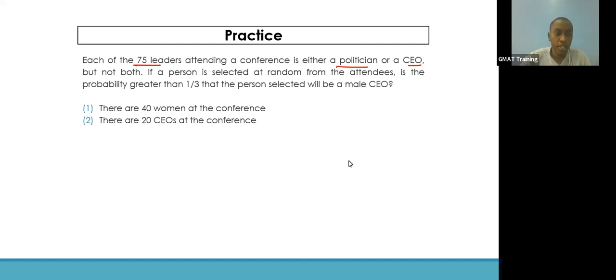So the answer choices are A, B, C, D, E. They're always the same. A means the first statement is sufficient, but the second one is not, also denoted as 1210. You can use that to help you master the answer choices. B says statement 2 is sufficient, but 1 is not sufficient. These are independent for A and B. Then C, together, when you combine them, they are sufficient. D means that each of statements 1 and 2 independently is sufficient. And then E means even when you combine these two statements, they're not sufficient. So in this case, we have 75 leaders.